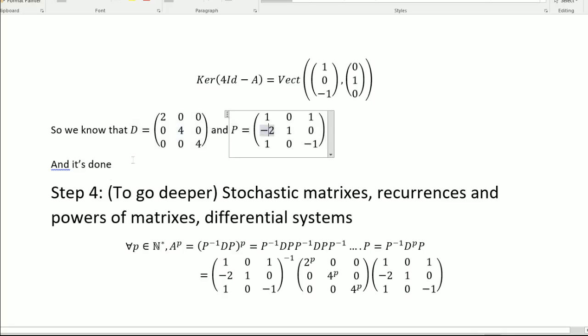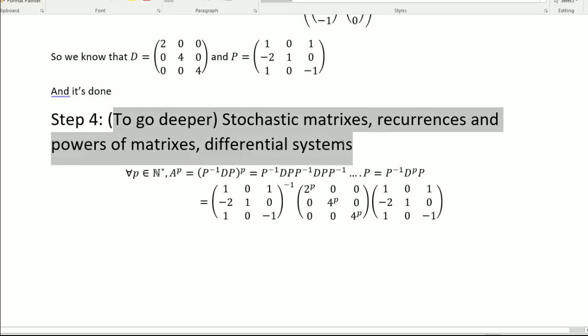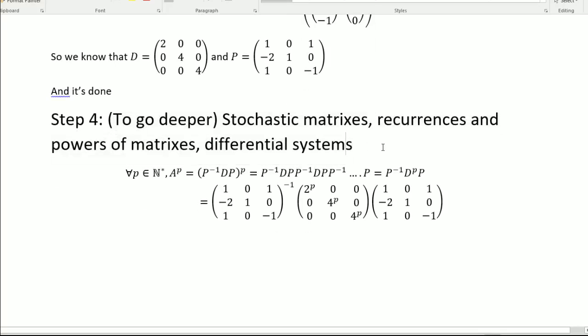So that's it. To go deeper, we can do stochastic matrices and recurrences, but it's slightly more complicated, and I'll cover it in another video.